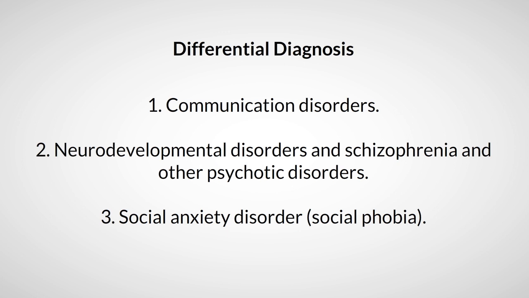Neurodevelopmental disorders and schizophrenia and other psychotic disorders. Individuals with an autism spectrum disorder, schizophrenia, or another psychotic disorder, or severe intellectual disability may have problems in social communication and be unable to speak appropriately in social situations. In contrast, selective mutism should be diagnosed only when a child has an established capacity to speak in some social situations, for example, typically at home.